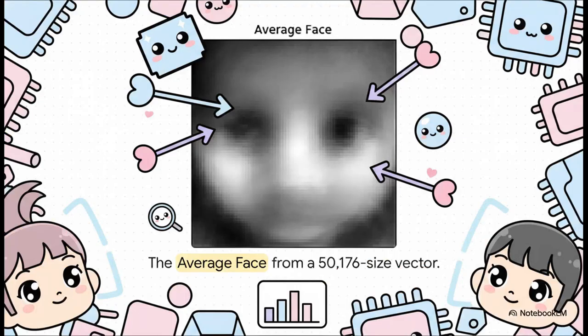I know the concept sounds a little bit ghostly, but researchers calculate what they actually call the average face. To get this, they take a standard face image, 224 by 224 pixels, which flattens out into this massive vector of over 50,000 individual data points. The PCA algorithm then calculates the average of every single face in the database to create a baseline. Every new face is then compared against this slightly creepy average baseline to see exactly how it differs.